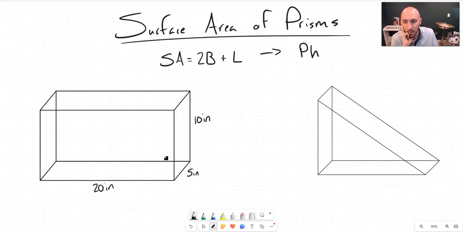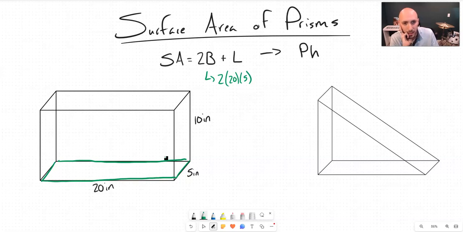Okay, so our base is right here. It's 20 by 5. Here, I'll use colors here. I'll say that my base is this green rectangle here. And that is 20 times 5. So I'm going to say that we have 2 times 20 times 5. Okay, so that's my first part here.